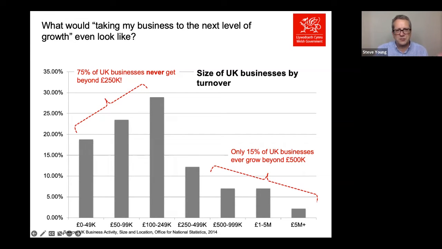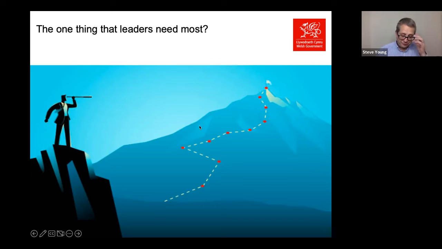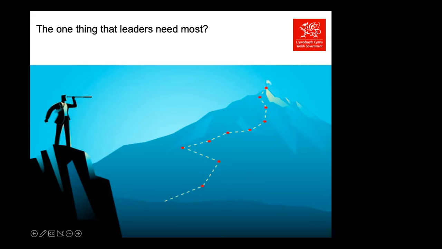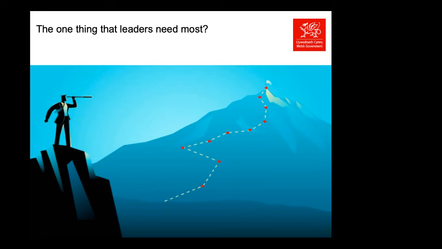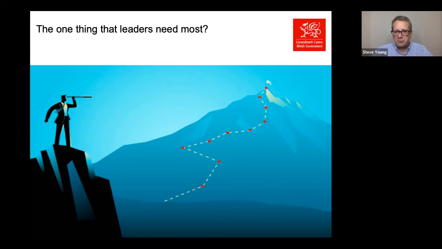So we need a tool to sometimes help us. Sure, we may have the ambition to grow, but what does it look like? What does that growth look like as my business? And then the final one is for all you leaders out there. We're all leaders, aren't we? So what is the one thing that leaders need most? The one thing that leaders need most is, small drum roll, followers. Leaders need followers. Leaders need people.